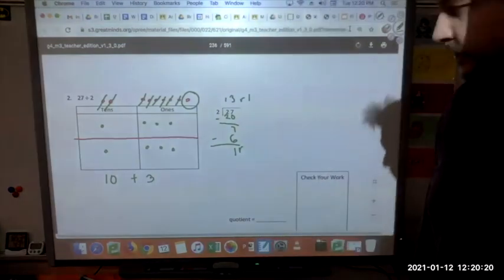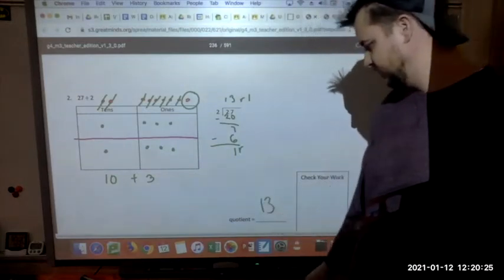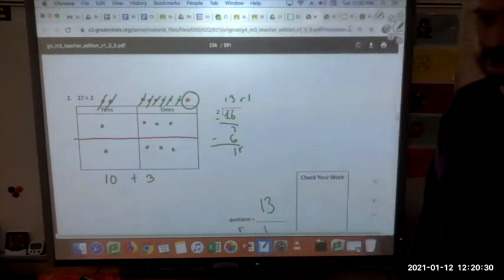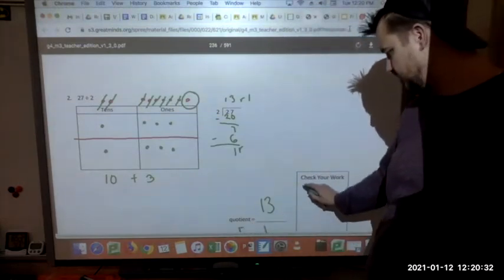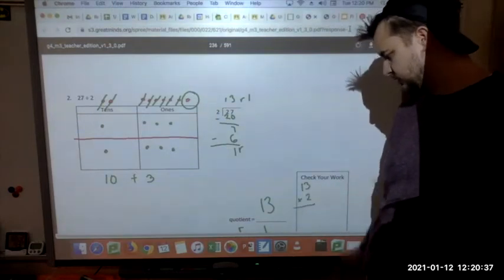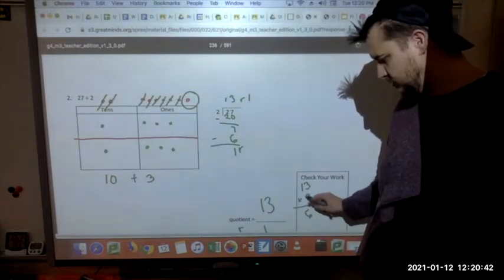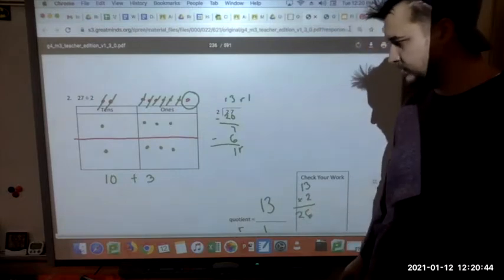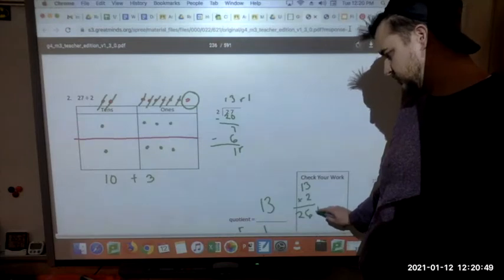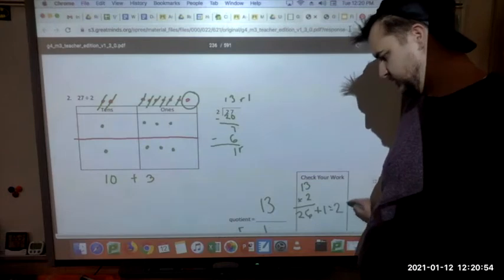Okay, so when dealing with your answer, check your work. Your quotient is 13. Remainder would be 1. To check your work, you would have to do 13 times 2. 2 times 3 is 6. 2 times 1 is 2, so you get 26. Then you have to add your remainder. Get 27, which is what I started with.